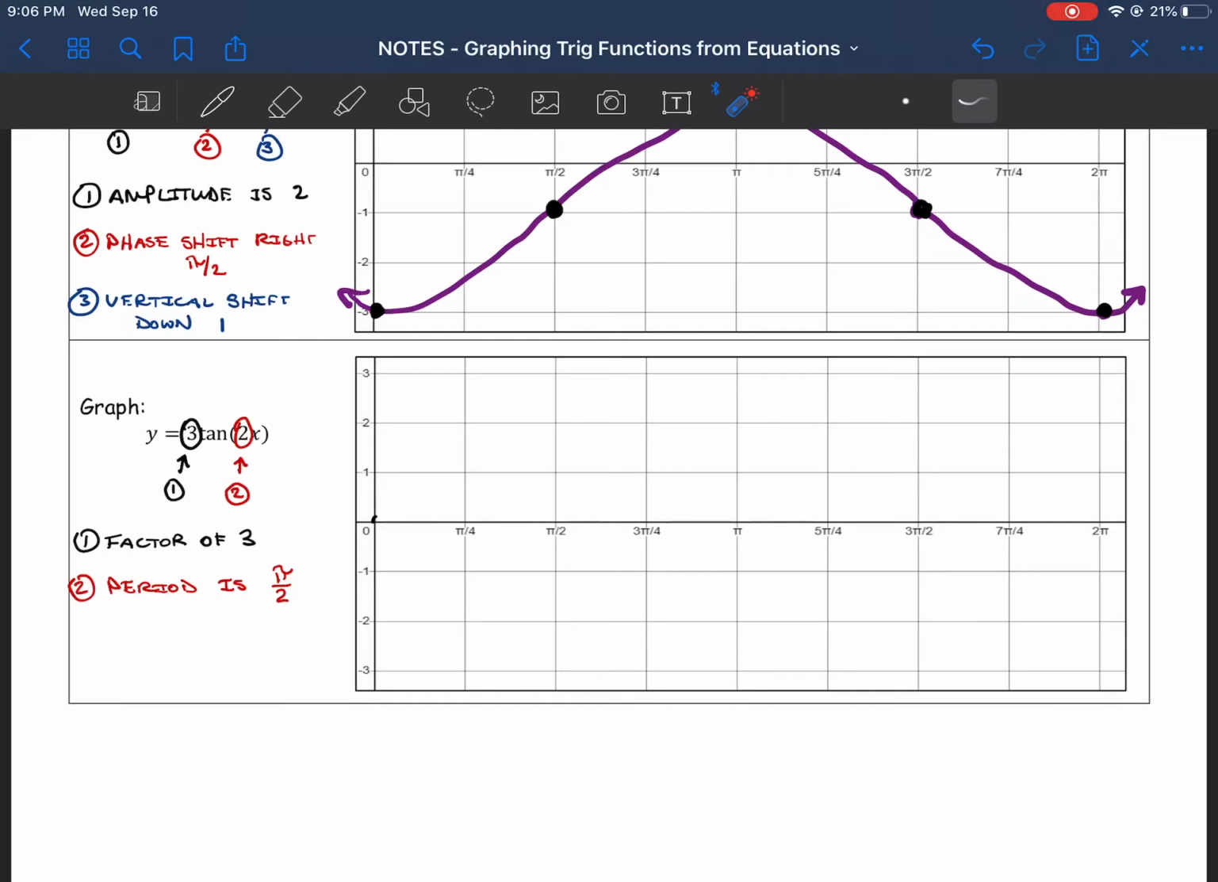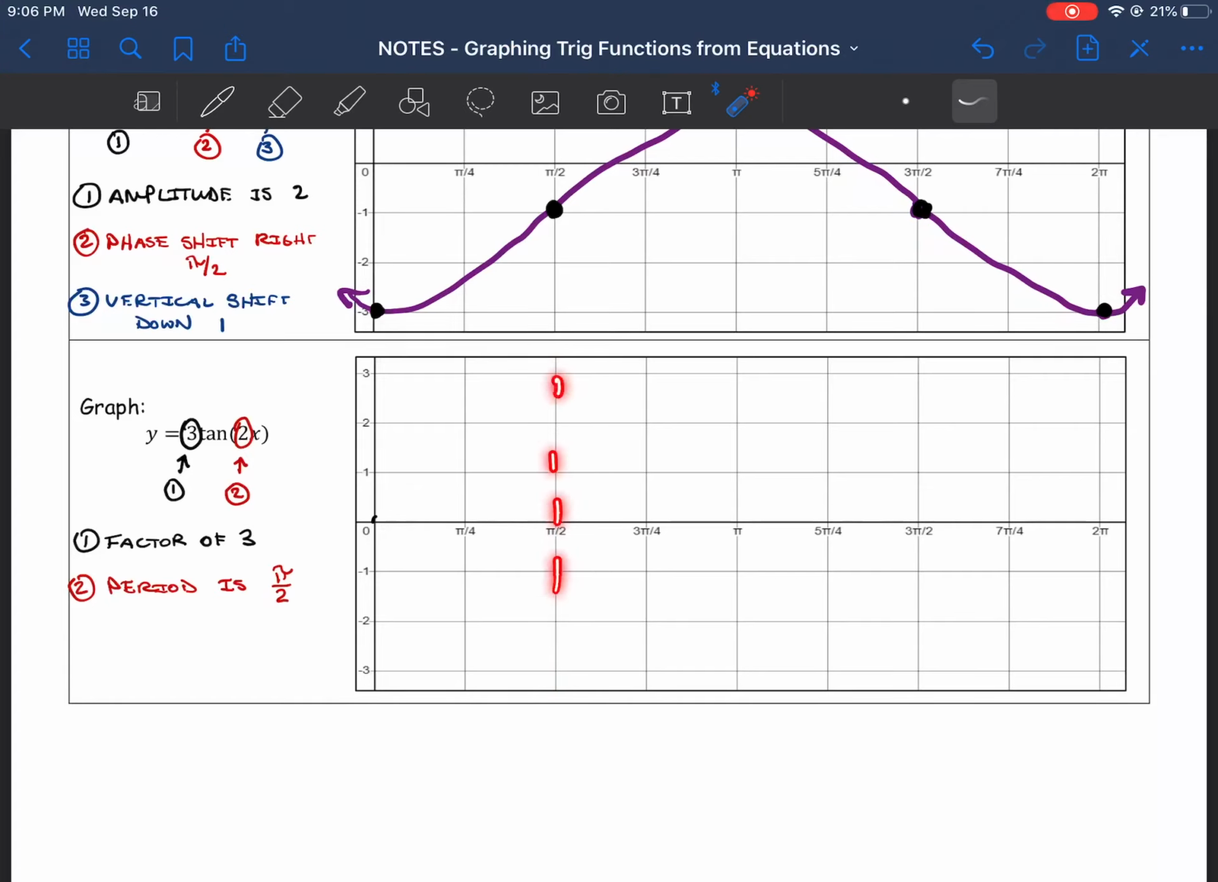So that's going to tell us a couple of things. If we think about the parent function of tangent, we would have had asymptotes at pi over 2, at 3 pi over 2, 5 pi over 2, and so on and so forth.